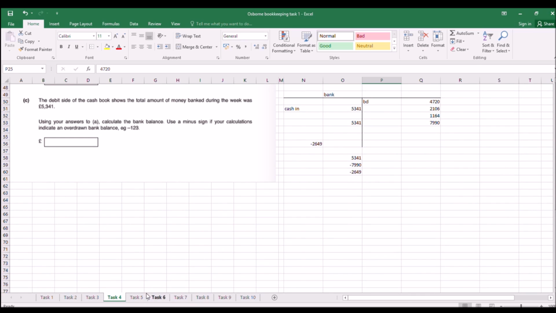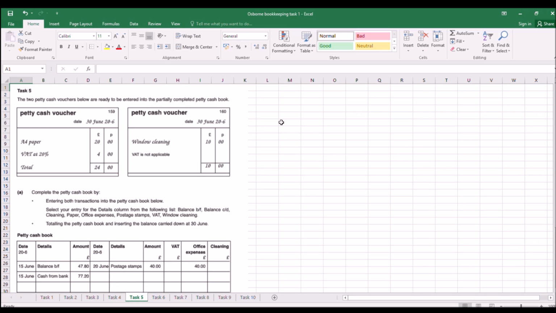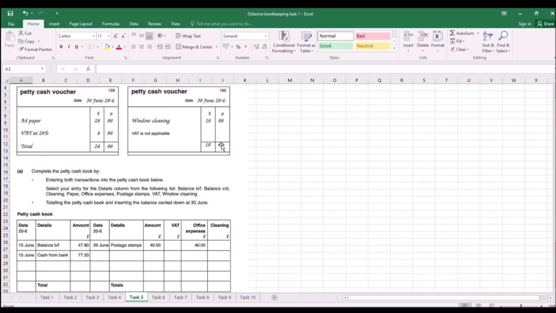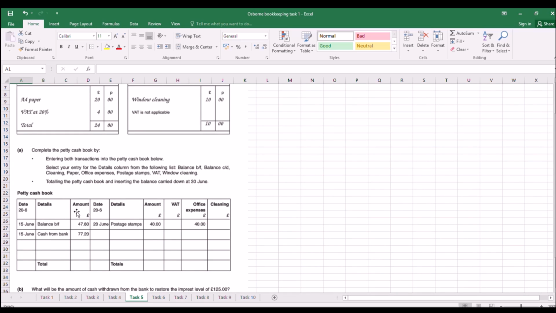Right, okay, let's just check that's all of task 4. Yeah, that's all of task 4. Let's go on to task 5. Right, two petty cash vouchers below are ready to be entered into the partially completed petty cash book. Okay, so we've got some petty cash book here. Complete the petty cash book by entering the transactions into the petty cash book below. So we've got entry details. Okay, so we've got these things here. So we've got petty cash voucher in here. We've got some VAT on it, and so we've got the debit side here of our petty cash book, and we've got the credit side here of our petty cash book.